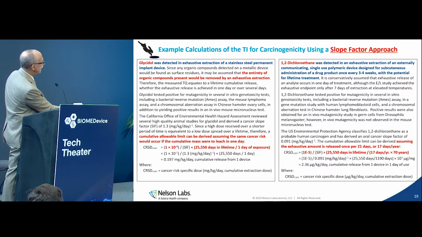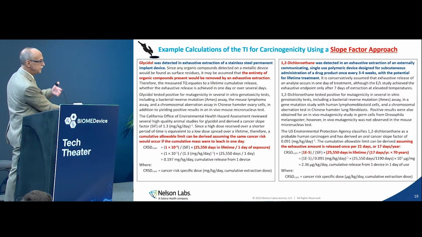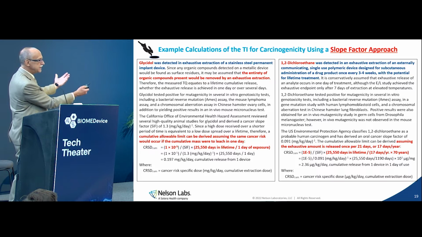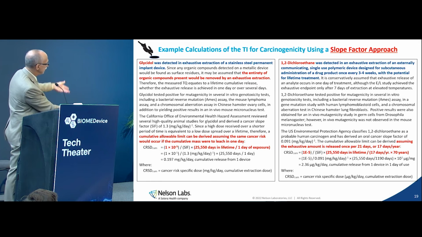Two examples, and again, I don't have time to go into a lot of detail, but for the slope factor approach, we have two examples here. In the one case, it's a metal implant. A metal implant won't really absorb chemicals strongly. Organic chemicals will just be on the surface as residues of the metal. And therefore, if you exhaustively extract the device, that means that the organic compounds would essentially be fully removed. And so whatever that total quantity is, you could treat that as the same risk as if it all came out in one day, because you know you're done and that's a lifetime exposure.